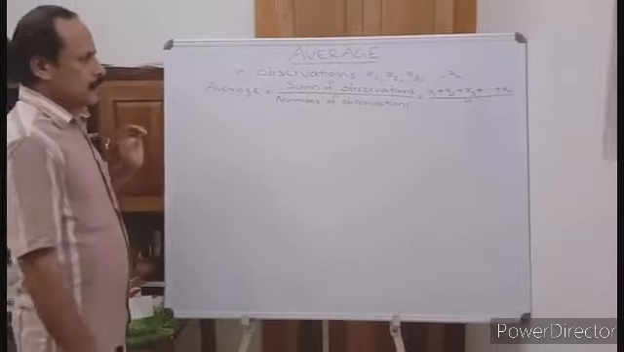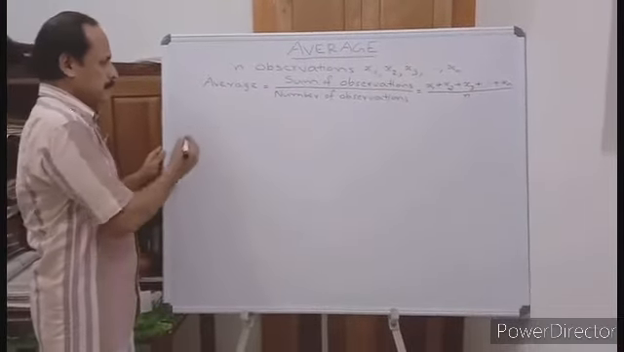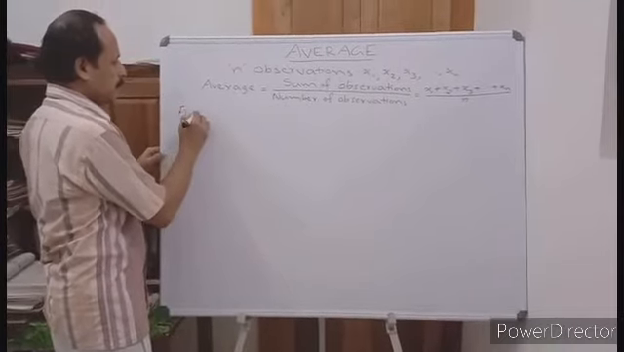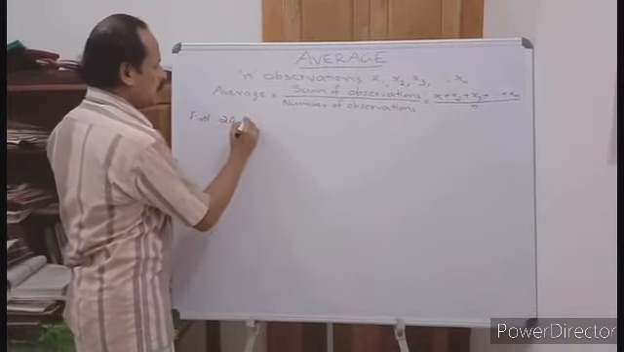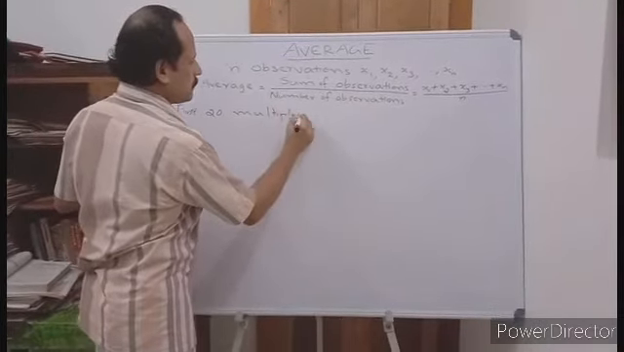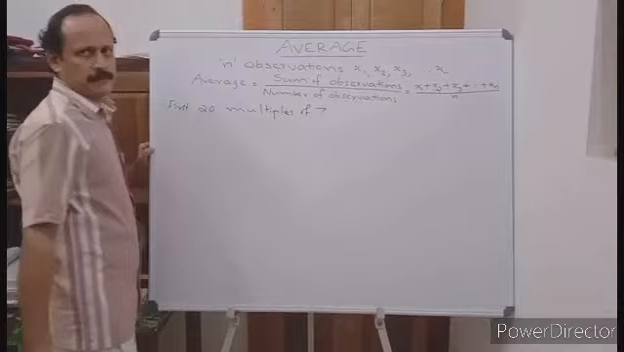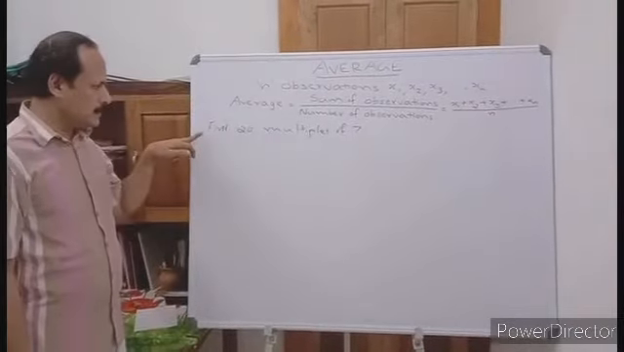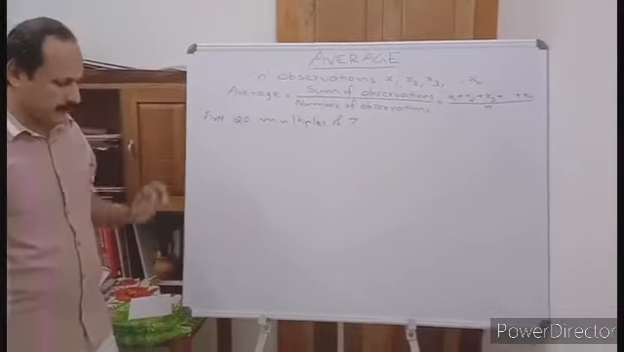Okay, take another example. That is, you take the first 20 multiples of 7. 20 multiples of 7, that is the first 20 multiples of 7.